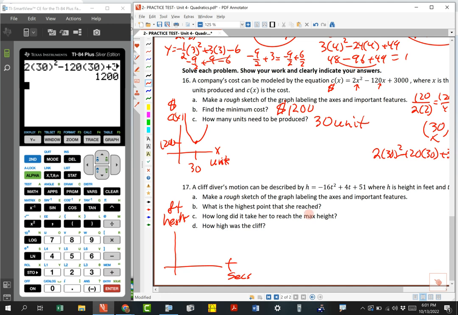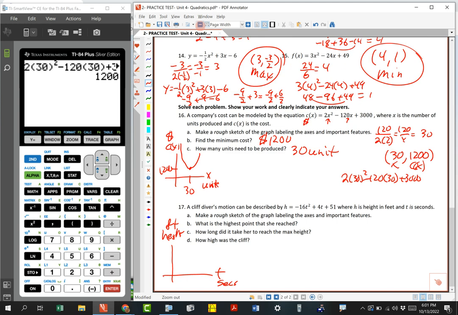It says, what is the highest point that's reached? And we need to draw a sketch of this. So let's figure out what's going on here. I'm going to make this just a tad smaller so we can fit it all on there. We're going to take the opposite of this. So that's going to be -4 divided by 2 times -16. So 2 times -16, this is going to be -4 over -32. And that ends up being 1/8.